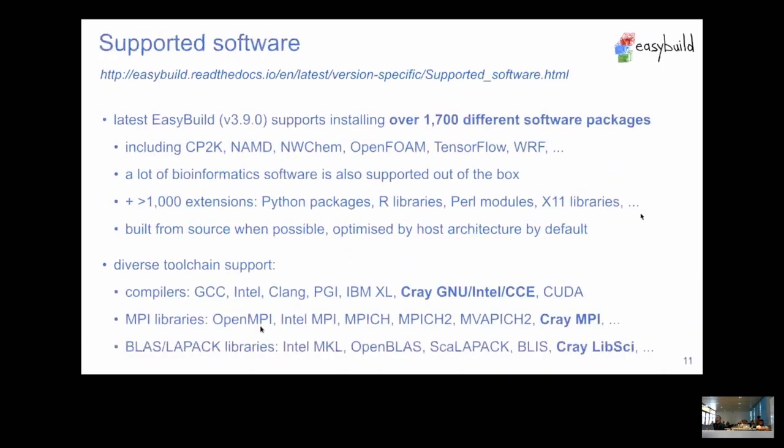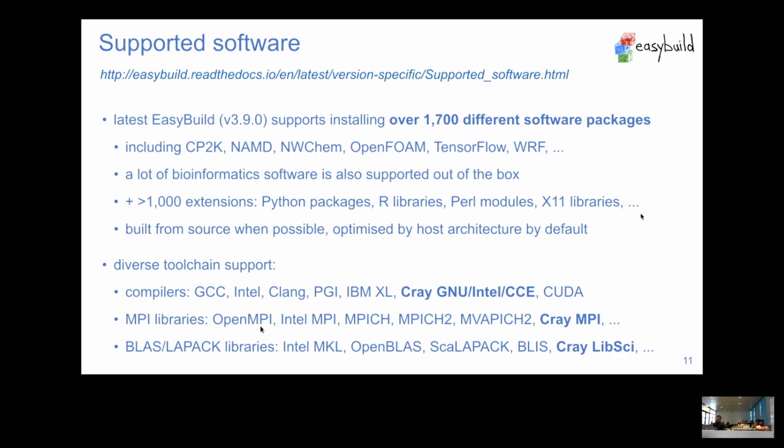In terms of supported software, the latest version of EasyBuild has built-in support for well over 1,700 different software packages, including fairly nasty stuff if you're building from source like TensorFlow and OpenFOAM, many of these chemistry packages, or weather modeling software like WRF and so on. We also have quite a bit of bioinformatics software. That's because many sites who are using EasyBuild have a big user base of bioinformaticians.